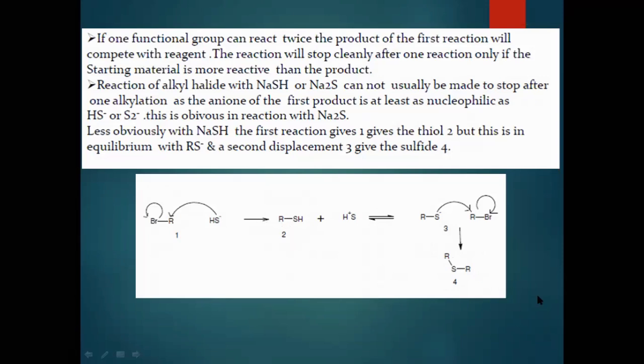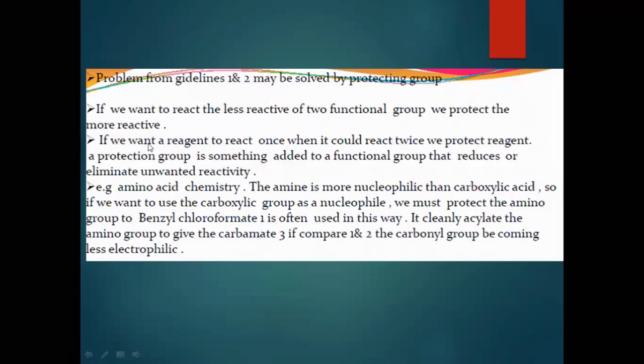In such cases also, you try to think about the usage of a protecting group. So if you introduce the protecting group, then you can stop at the particular level instead of getting the unwanted product. So if we want a reagent to react only once when it could react twice, we protect the reagent. A protecting group is something added to a functional group that reduces or eliminates the unwanted reactivity.